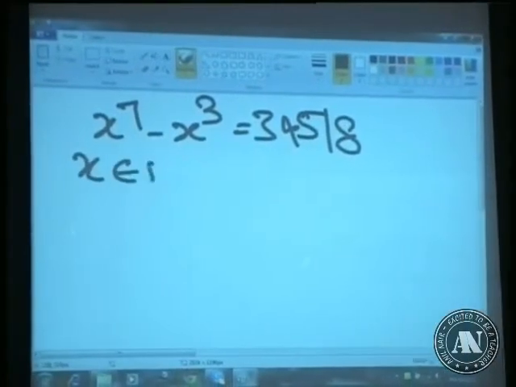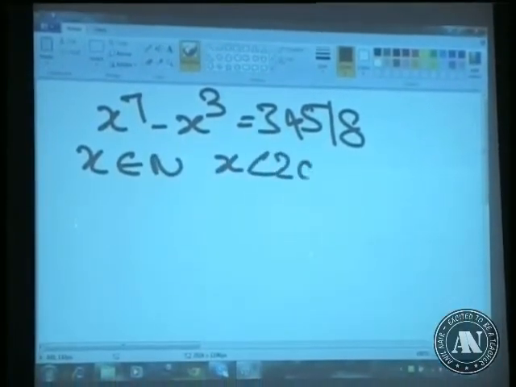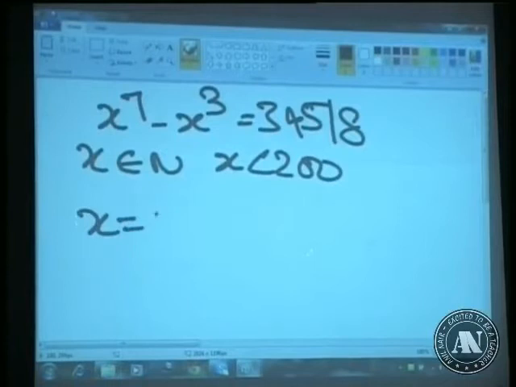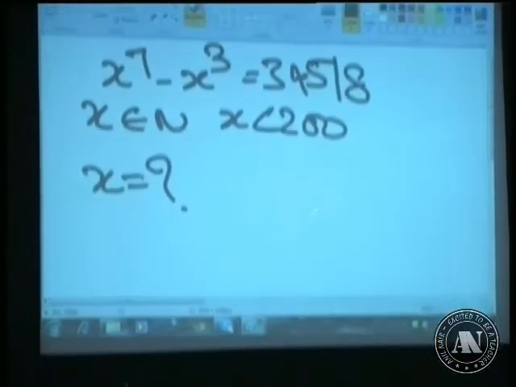Now, x power 7 minus x power 3 equivalent to 34518. Same question. X belongs to natural numbers, x less than 200. X equivalent to how much? You understood? I just did a counter argument to the question. What was my previous question? Right hand side is an odd number. Right hand side has to be an even number. Therefore the answer is no. But here the right hand side is 34518. It's an even number. Now how to solve this question?